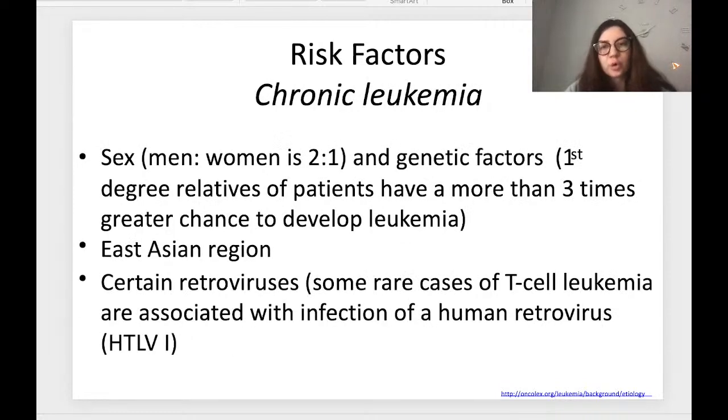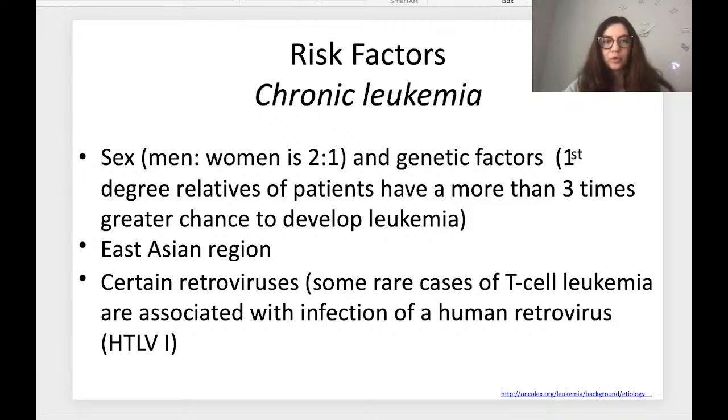Risk factors for chronic leukemia include sex. Rate man-woman is nearly 2 to 1. Men twice more often suffer from chronic leukemia than women. And genetic factors. First-degree relatives of patients have a more than 3 times greater chance to develop leukemia.